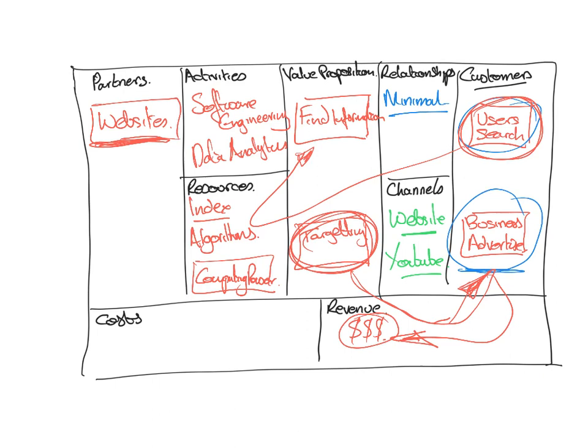Now, obviously, the resources over here, the index, the algorithms, and the computing power cost shed loads of money, but it costs a lot less than the revenue that it brings in. So this is the people costs plus infrastructure, and that in essence is the Google business model.